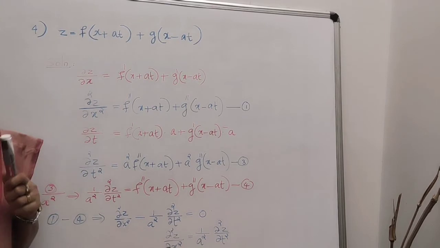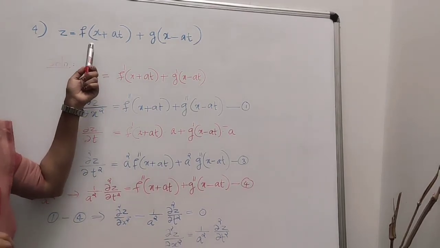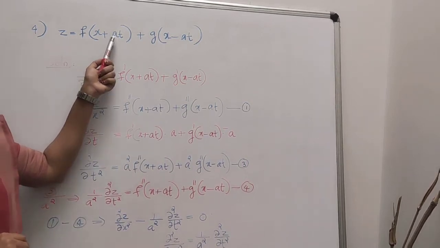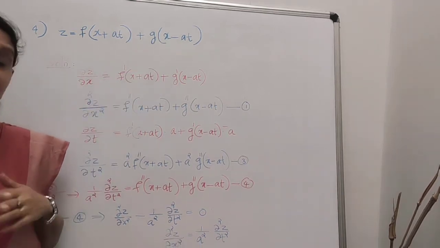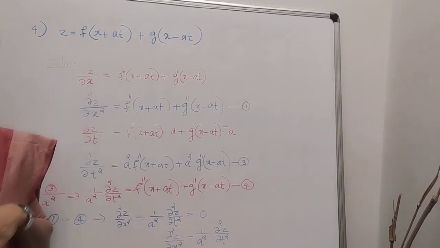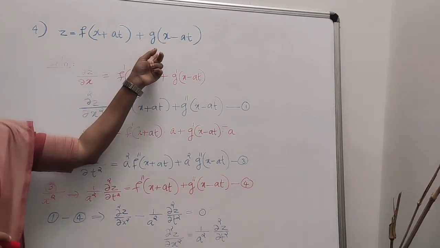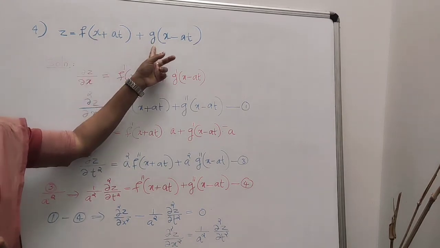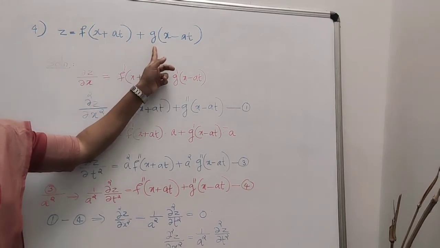Now another important problem I want to discuss with you is: form a PDE by eliminating the arbitrary functions of z is equal to f of x plus at plus g of x minus at. What's the difference between the previous question and this one? In the previous question there was one arbitrary constant, but in this question there are two arbitrary functions, not constants, arbitrary functions f and g. So our aim is to eliminate this f and g.